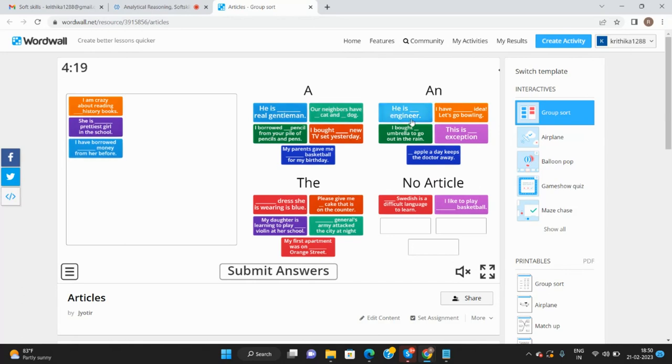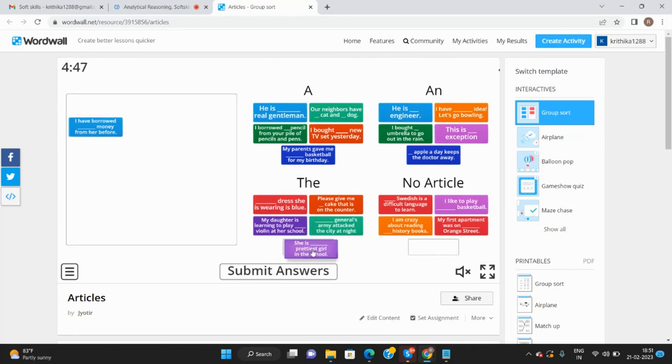On the a and an side, we have no doubts. We have some doubts here. I am crazy about reading dash history books. Is an article definitely needed here? No, not needed. Okay, so no article. She is dash prettiest girl in the school. The should come here. She is the prettiest girl in the school. Last, I have borrowed dash money from her before. Does the article come? No, not needed. Okay, fine.